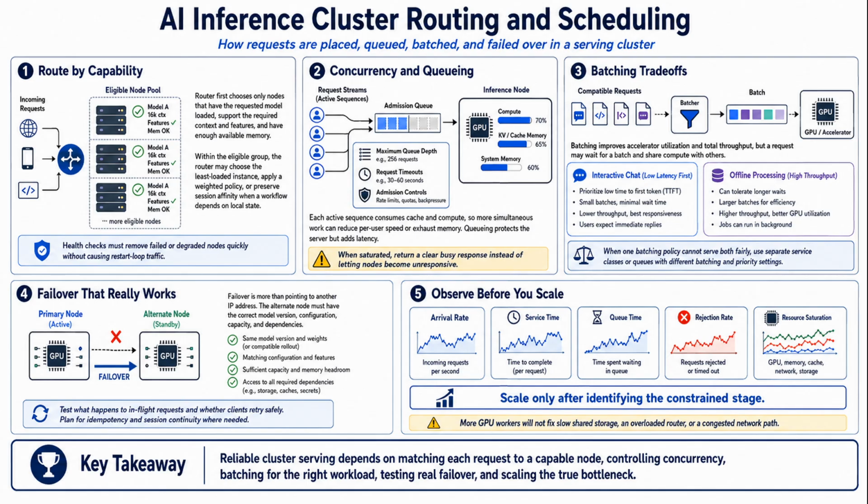Failover is more than pointing at another IP address. The alternate node must have the correct model version, configuration, capacity, and dependencies. Test what happens to in-flight requests and whether clients retry safely. Track arrival rate, service time, queue time, rejection rate, and resource saturation. Scale only after identifying the constrained stage. Adding a GPU worker will not fix a slow shared storage service, an overloaded router, or a network path that cannot carry the traffic.